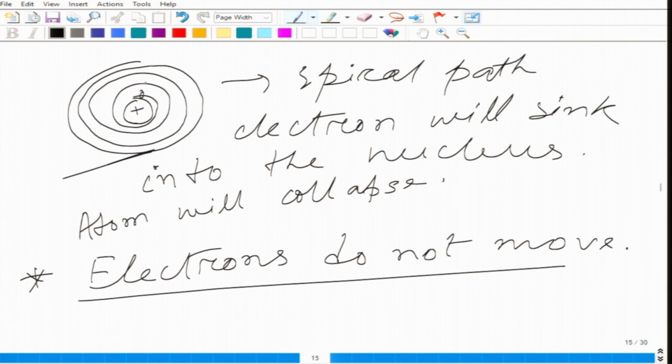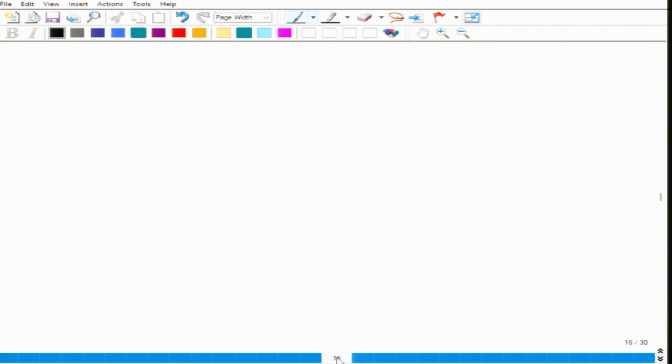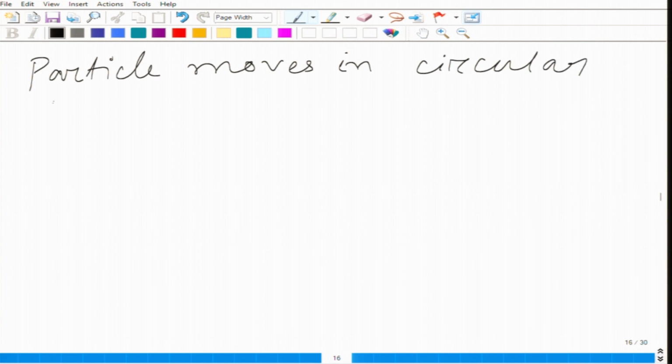If the electron is not moving, it will not face acceleration and will not emit radiation. So this spiral pathway thing will not happen. So what will happen if the electrons don't move? We know that if a particle moves in a circular path, there are two forces acting here. Okay, this is the nucleus, this is the electron.